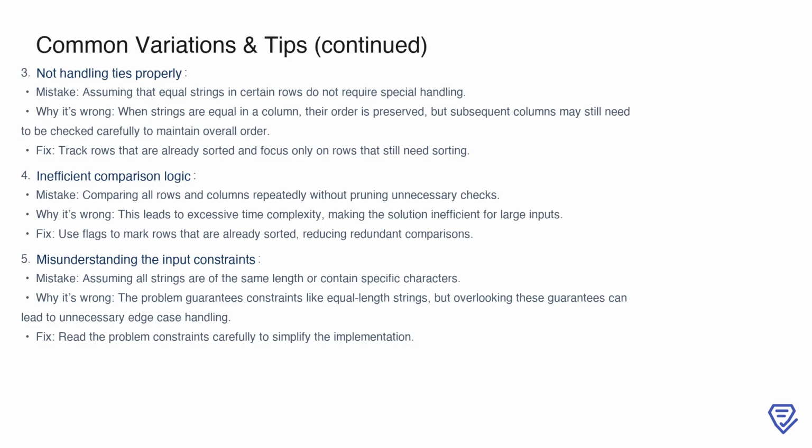When strings in certain rows are equal in a column, it's easy to assume no further handling is required. However, ties still need careful attention because subsequent columns may impact the overall order. The solution is to track rows that are already sorted and focus on rows that still need sorting.